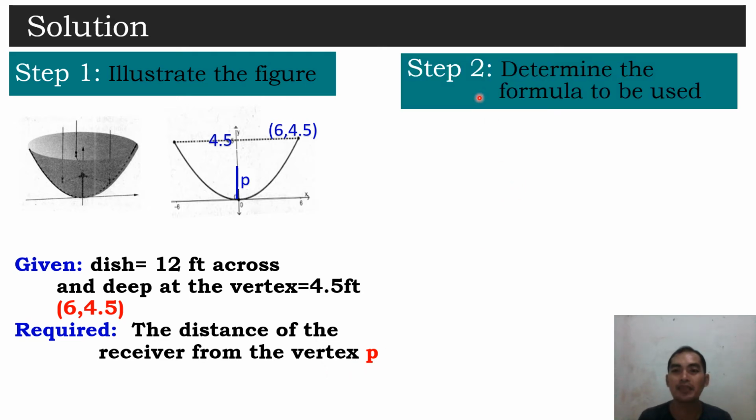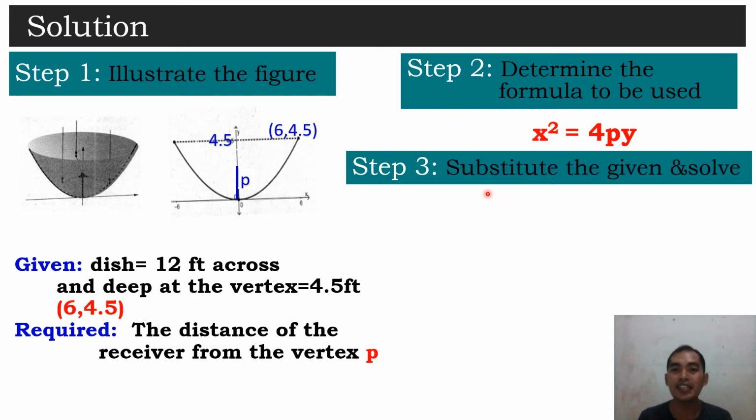So what will you do? Determine the formula to be used. So the formula to be used is x squared equals 4py because we will assume that the vertex is at the origin. So it's very easy to solve if the vertex is at the origin. And then your next step is to substitute the given and you are going to solve.